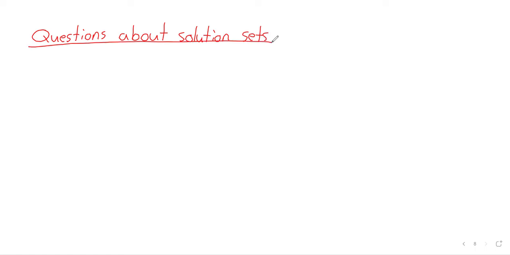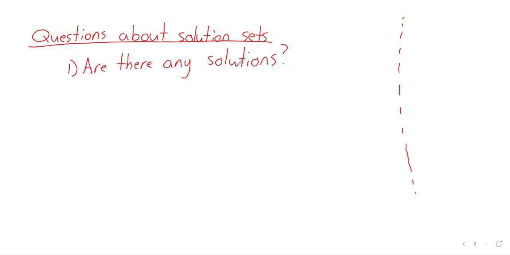Questions we could ask about solution sets. Well, are there any solutions at all? That would, I guess, be the first question to ask. It's very easy to create a system that has no solutions. It's kind of a boring example, but if x plus y equals 0, then x plus y certainly cannot equal 5. So there's a system with no solutions.